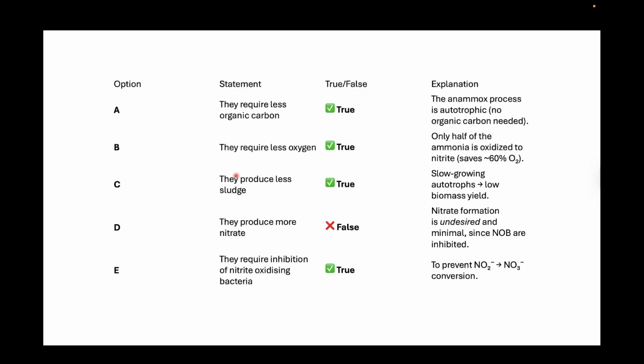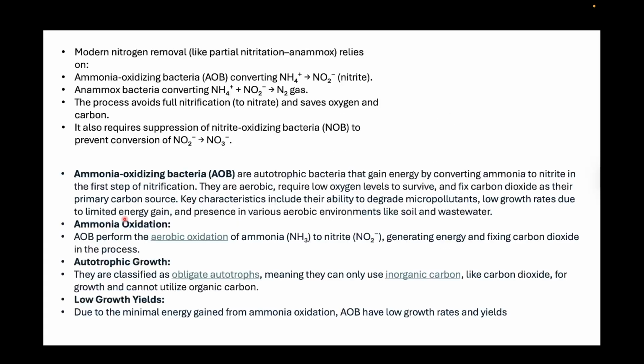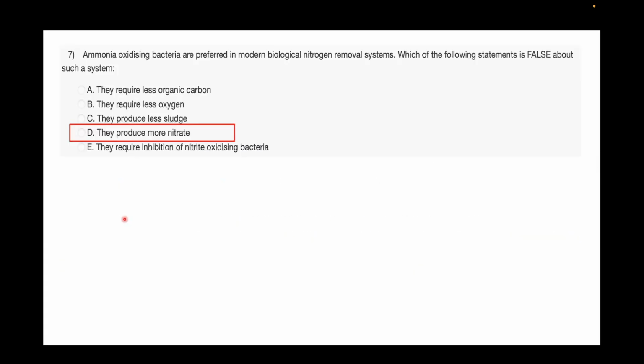No organic carbon is needed. They require less oxygen because only half of the ammonia is oxidized to nitrite and the full nitrification reaction is not followed. They also produce less sludge because they are slow growing autotrophs with low biomass yield. They produce more nitrate: this is false because nitrate formation is undesired and minimal since NOB are inhibited in this case. And they require inhibition of NOBs, which is option E. That is why the correct answer is option D, which is the only false statement about ammonia oxidizing bacteria.